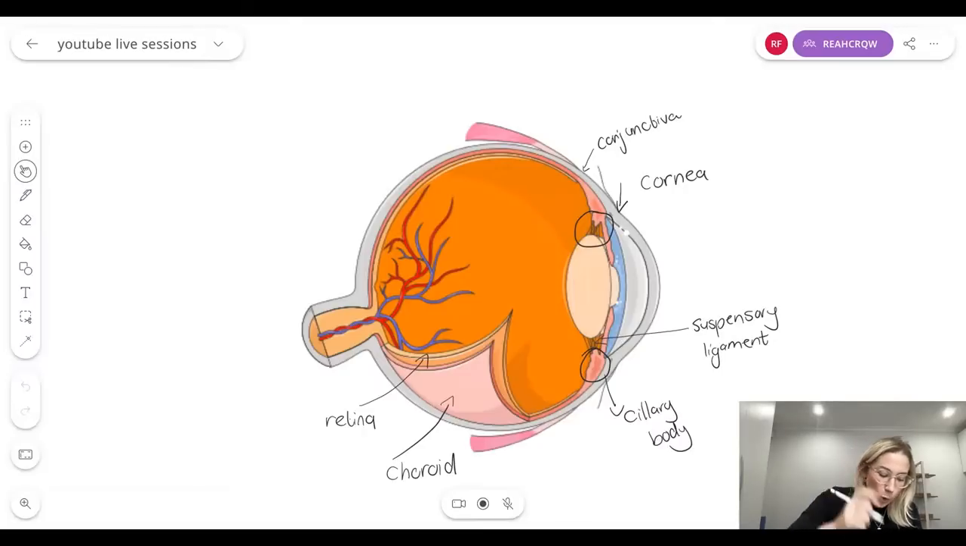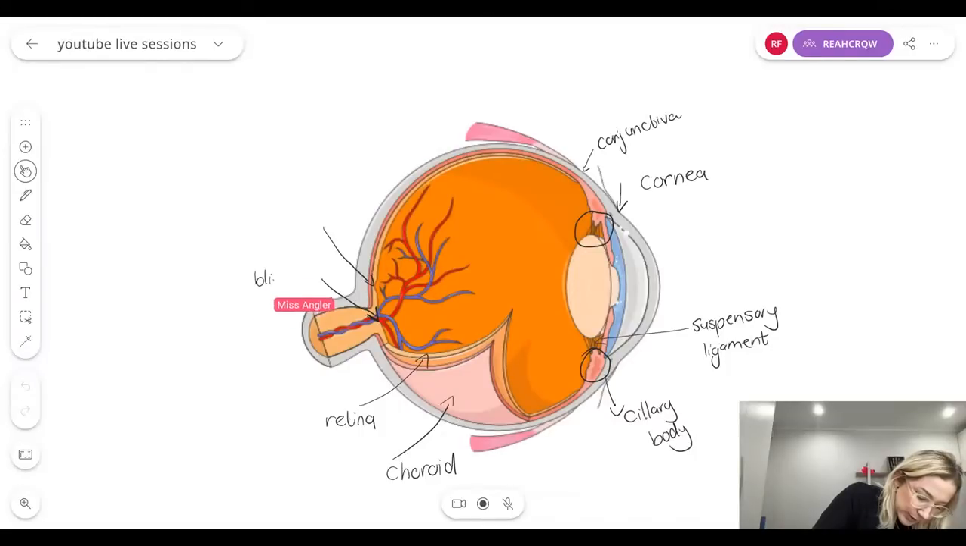Then we have two important spots at the back here. Do you see this teeny tiny little indentation here? And then you see where the blood vessels and the nerve are leaving the eye. Those are two points that we often confuse with one another. The lower one is the blind spot.